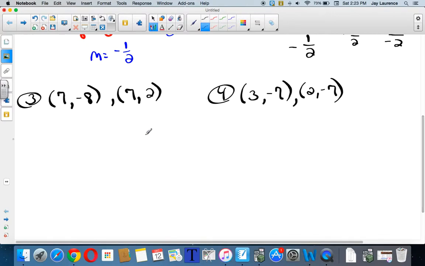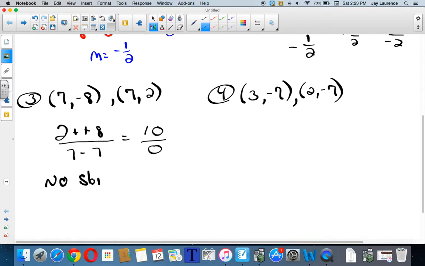Okay? On number 3, I'm going to do 2 minus -8. Because subtracting a negative is the same as adding a positive, I'm going to have 10 for my numerator. Then I'm going to do 7 minus 7, which is 0. Am I ever allowed to divide by 0? No. You can either say this line has no slope. By the way, it'll be a vertical line. Vertical lines don't have any slope. Or you could say that the slope is undefined, because there is no definition for division by 0 in mathematics.